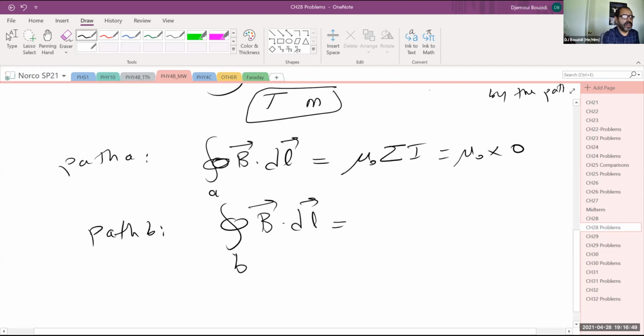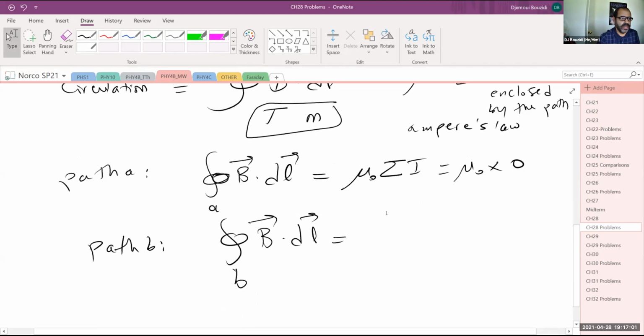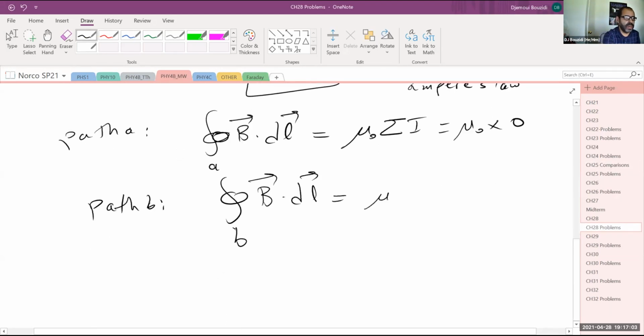So this is Ampere's law, by the way. I'm justifying everything while we're writing, so we're going through the steps. Here, the current enclosed is only minus I1. And the reason why it's minus is because it's going into the screen.